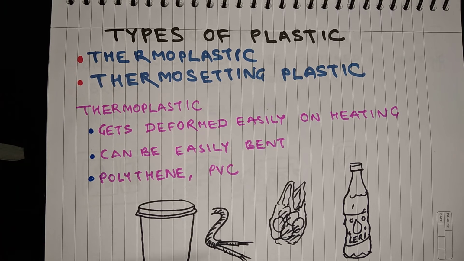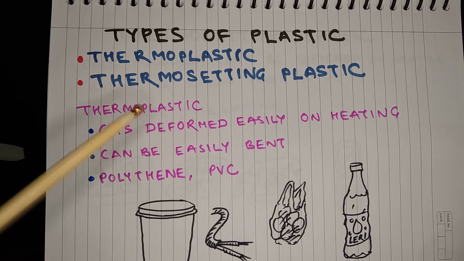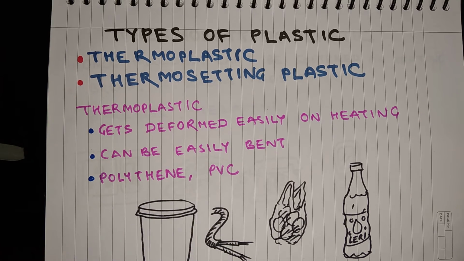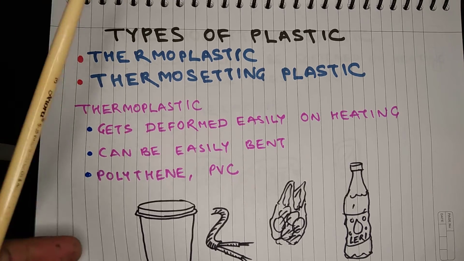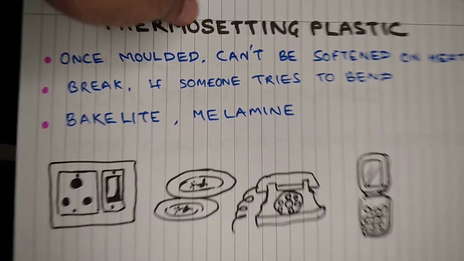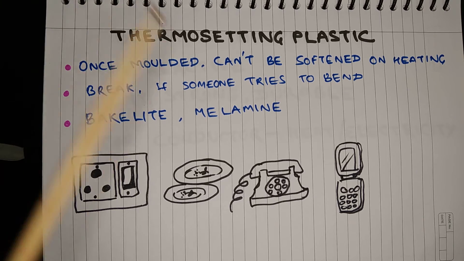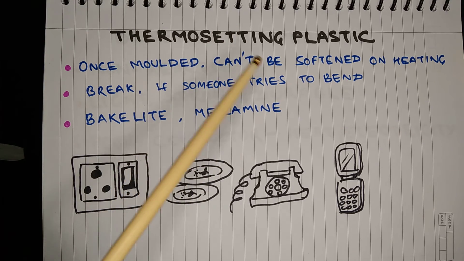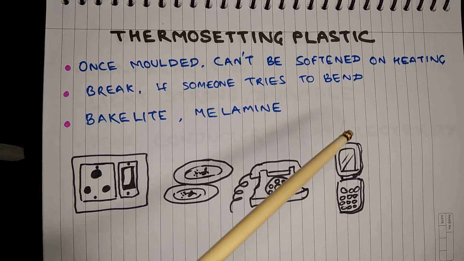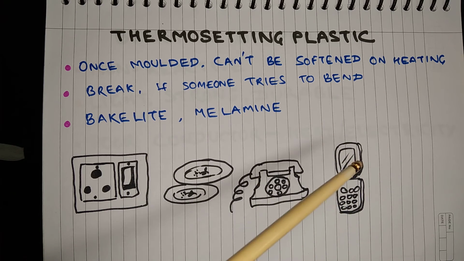PVC is used for making casing for electric wires, for bottles which are used for filling mineral water or soft drinks, then containers for keeping various items in the kitchen. Thermosetting plastic is different because once molded, thermosetting plastic cannot be softened on heating, and if someone tries to bend it, it breaks instead of getting bent.